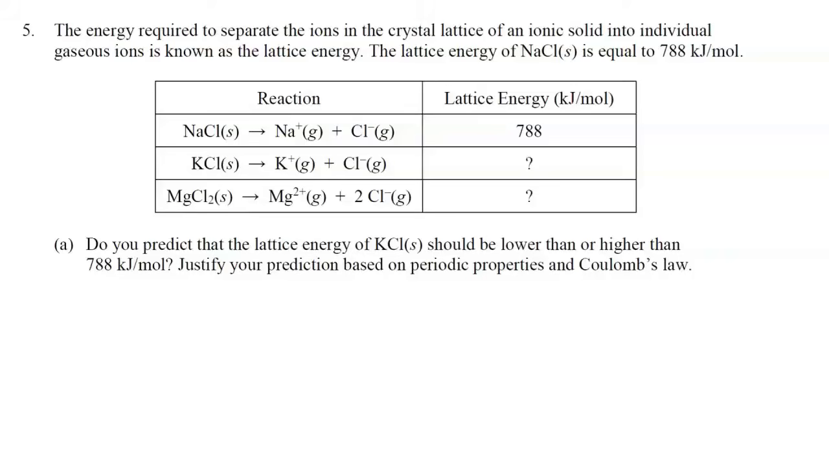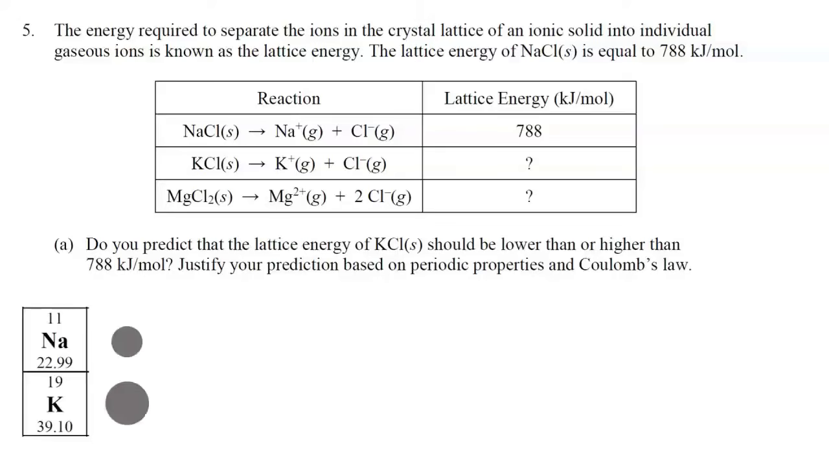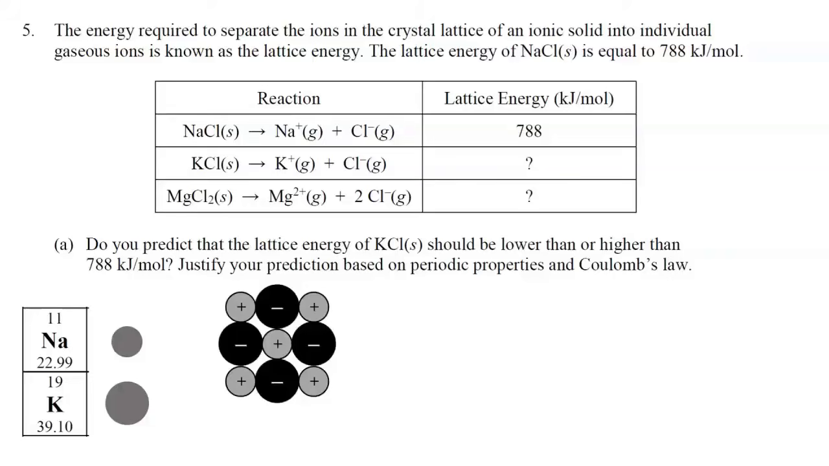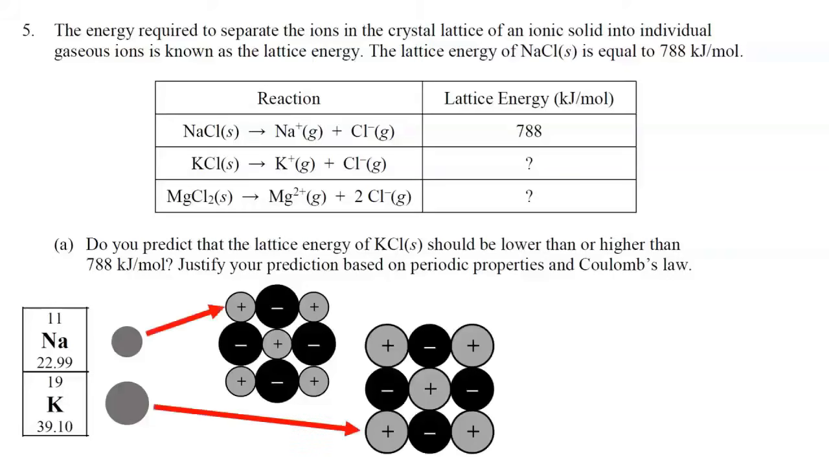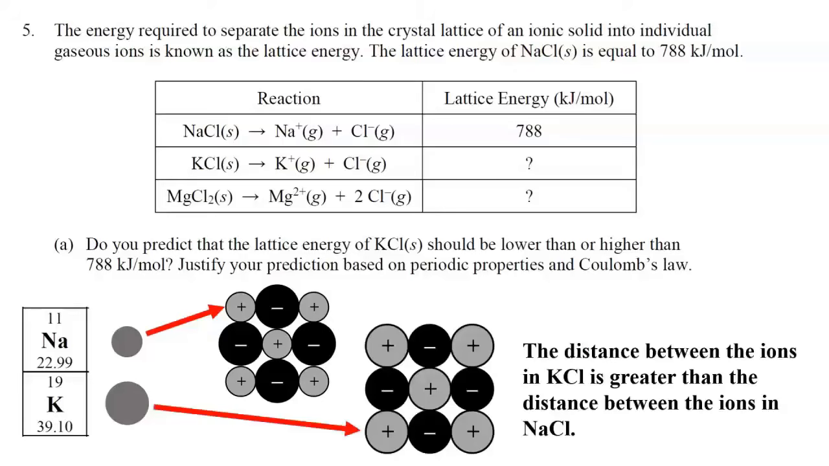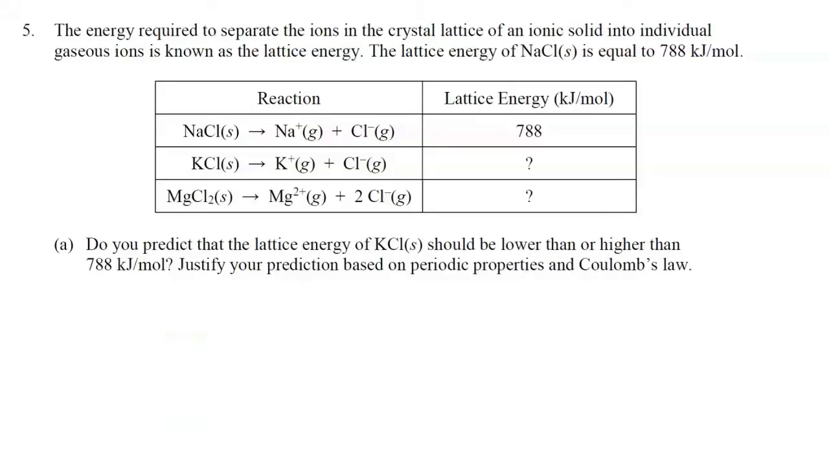They have the same magnitude of charge, but as you know, atomic radius increases from top to bottom down a group. So potassium, the ion, is larger in size than sodium, the ion. So there's a sodium ion, and there's a potassium ion, which is larger. So the distance between the ions in potassium chloride is greater than the distance between the ions in sodium chloride. Now let's connect that to Coulomb's law.